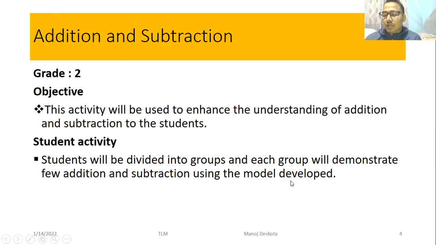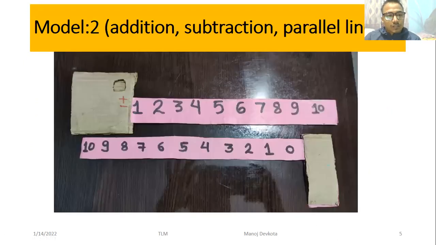I will show the model which I have developed in a minute. Before that, I will divide the students into heterogeneous groups, and then I will ask them to demonstrate one addition and subtraction using the model which I have developed. I'm going to show it. So this is the model which I have developed. I have developed two scales, numbered 1, 2, 3, 4, 5, 6, 7, 8, 9, 10, and another scale numbered 0 to 10. Just a minute, I'm going to show this one.